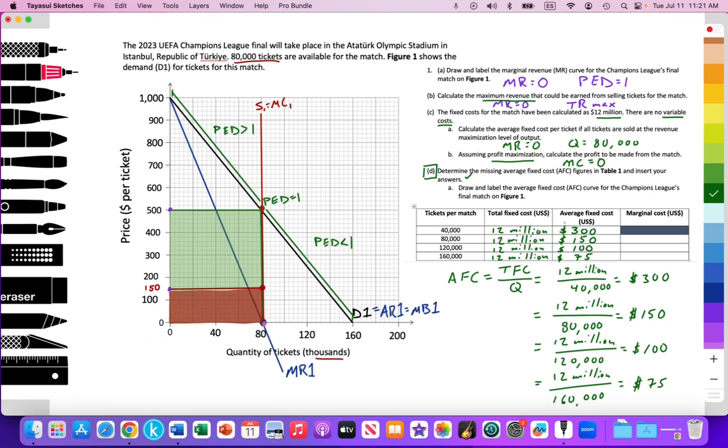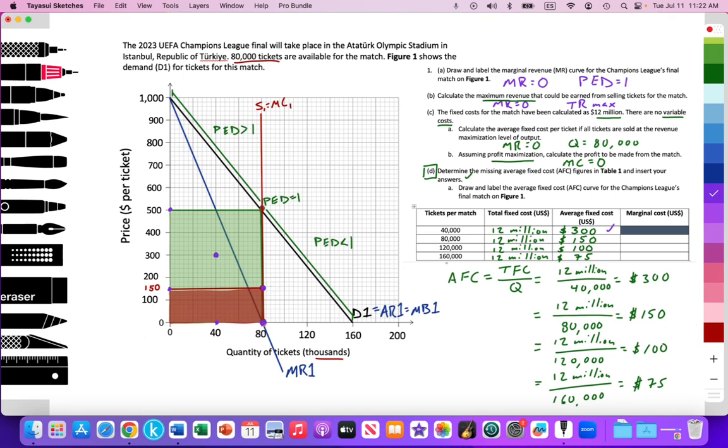Okay, so let's plot these points and draw the curve. Let's use a different color. Let's make it stand out. Let's use purple here. So here we have 40,000 tickets and the cost on average is 300. So I'm going to mark that point. I got that. Then we're going to look at 80,000 tickets. The cost on average is 150.